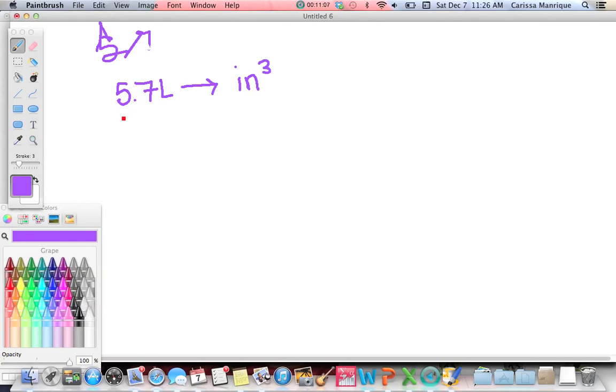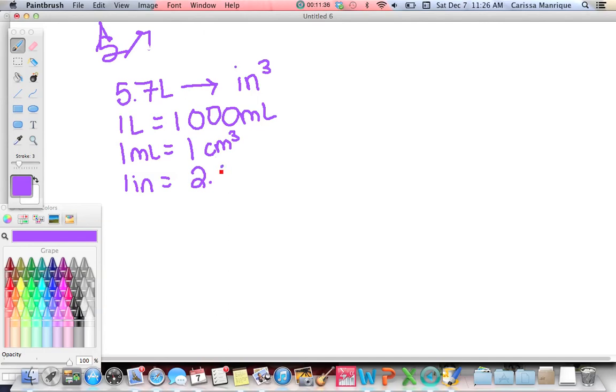So we have liters. We know that 1 liter equals 1,000 milliliters. And we know that 1 milliliter equals 1 centimeter cubed. And we know that 1 inch equals 2.54 centimeters. Okay? So now we need to put all of these together.